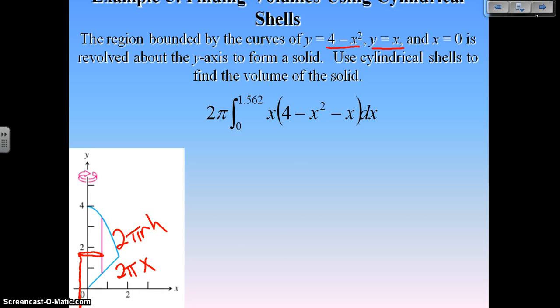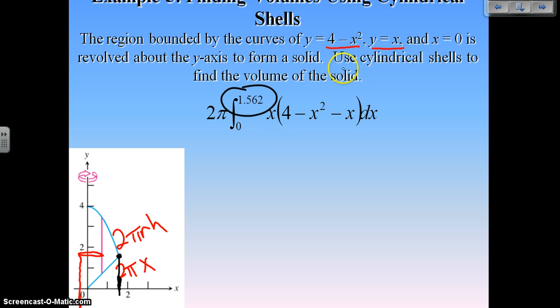So I now have this. There's 2 pi times the radius times the height. Again, there's the upper minus the lower. Perhaps you're wondering about this 1.562. The way I got that, of course, you see we start at 0. That's very obvious. But the question becomes, what is that x value right there?